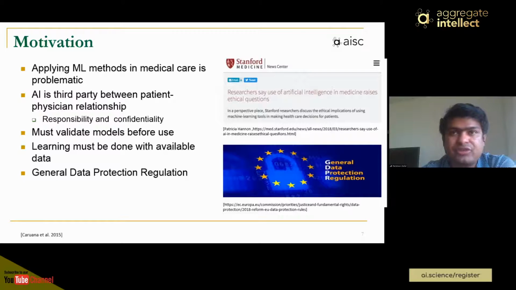So if a physician is using our AI algorithm, he will be solely responsible for all decisions and their outcome. So before using this AI in healthcare, the algorithms must be validated with the available data sets, and it should be working with real data, not on synthetic data.